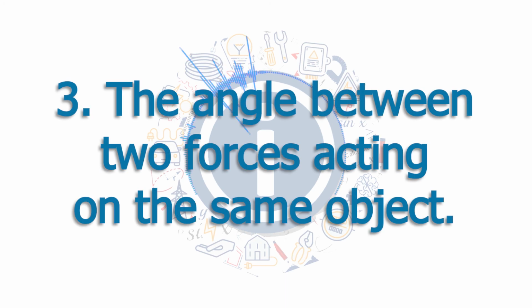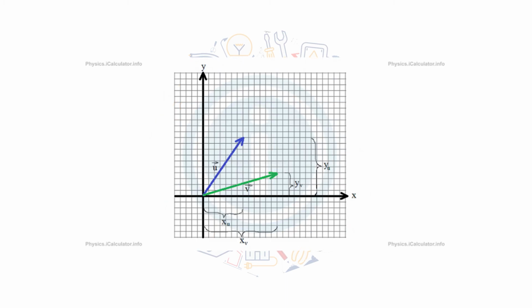3. The angle between two forces acting on the same object. Let's consider again the solved example in the previous section. Let's take the previously mentioned vectors as force vectors and the units as newtons. We found the dot product of vectors u and v, and it was 131 units.